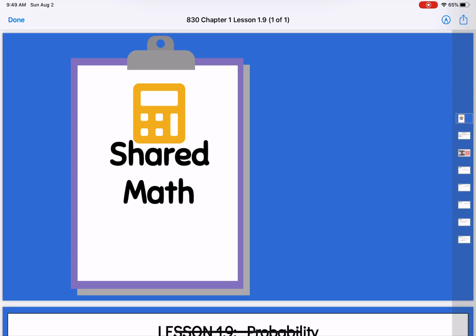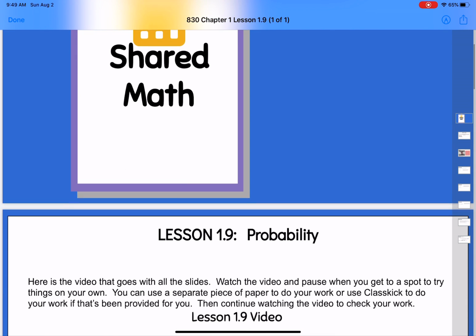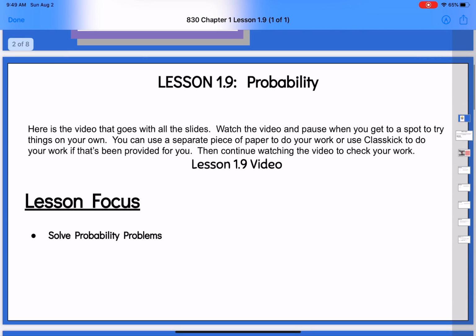Here is our last lesson for chapter 1 in geometry. We're on 1.9 and we're doing a little throwback today. We're going to review probability.